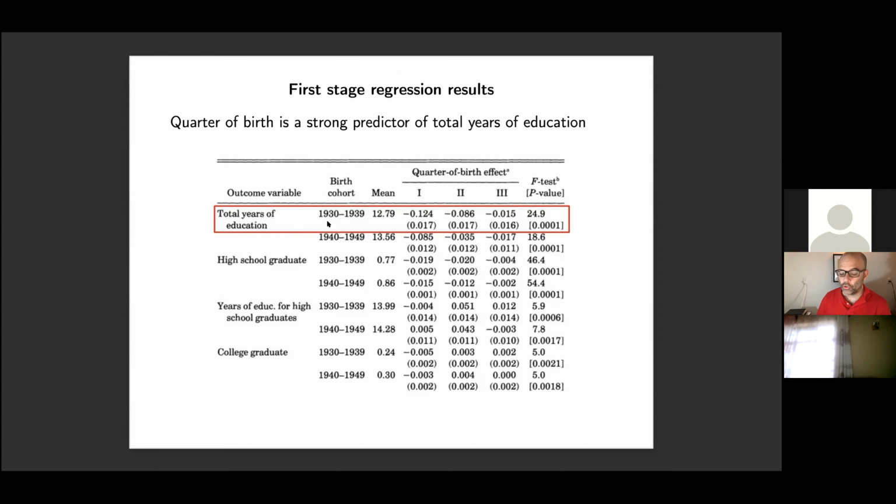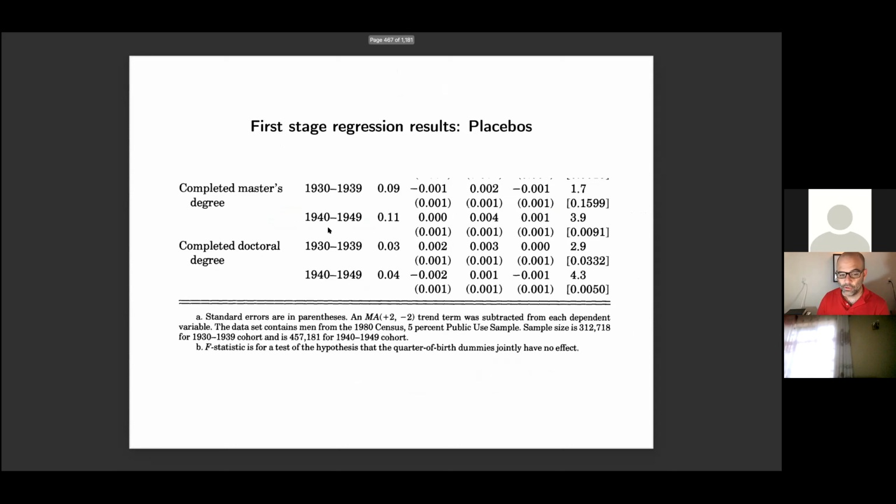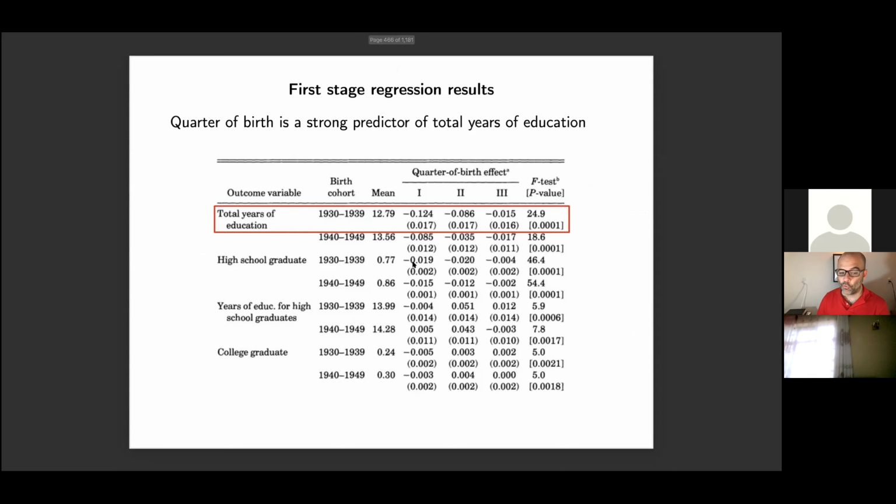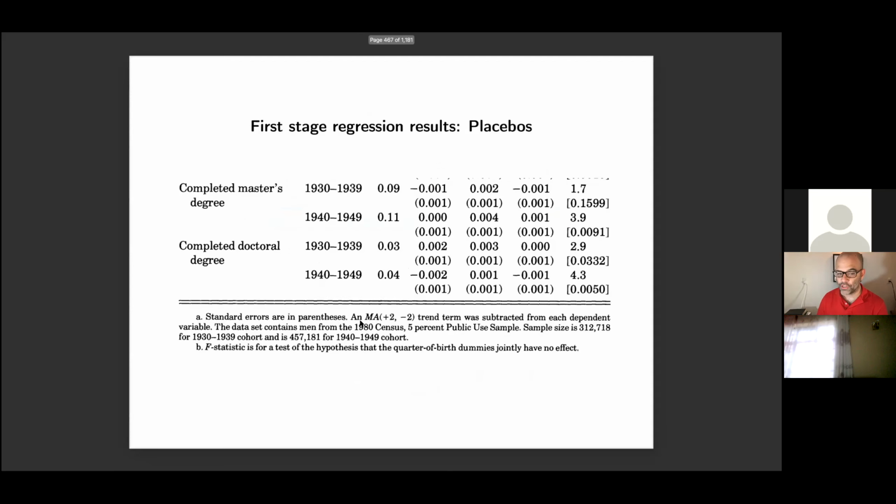So here we see total years of education falls for high school graduates. If you were born in the first quarter of the year, you're about 2 percentage points less likely to finish high school than those born in the later part of the year. And notice how it's kind of monotonic: 2%, 2%, 4%, 0, right? I'm going to ignore this other stuff.